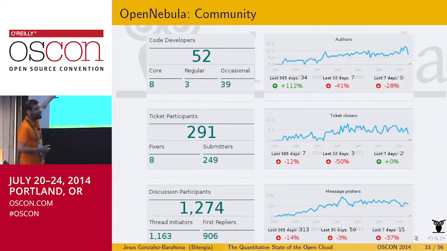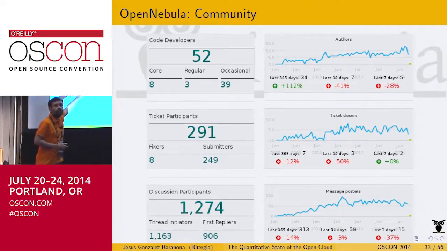In the case of tickets, we have the total number of people, as I said, participating in the ticketing system, either opening, changing state, or closing tickets. And then here you have the number of fixers. Fixers, we consider those closing tickets as fixed, right? This is usually the number of developers involved in the system, because those are the ones that can really fix the bugs, let's say it that way. So in this case, it's the same number. That's not necessarily the case always.